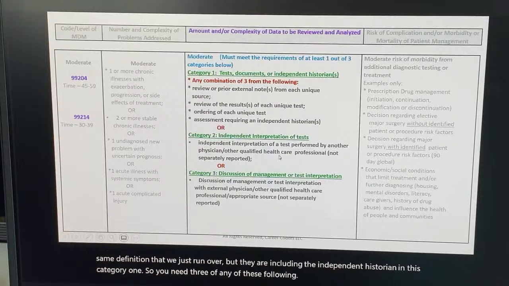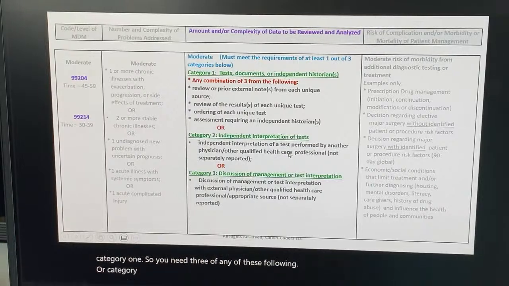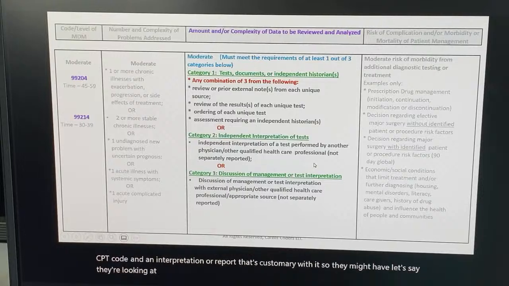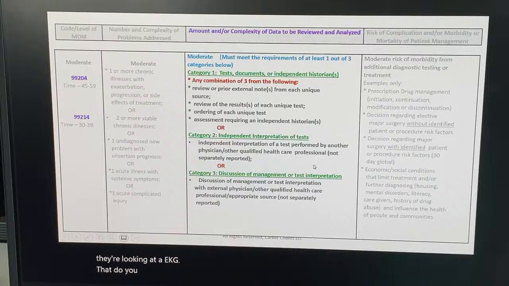Or category 2, independent interpretation of tests. Now, this is where it means that there's a CPT code and an interpretation or report that's customary with it. So they might have, let's say they're looking at an EKG, the code that they're using is for the test and the interpretation.